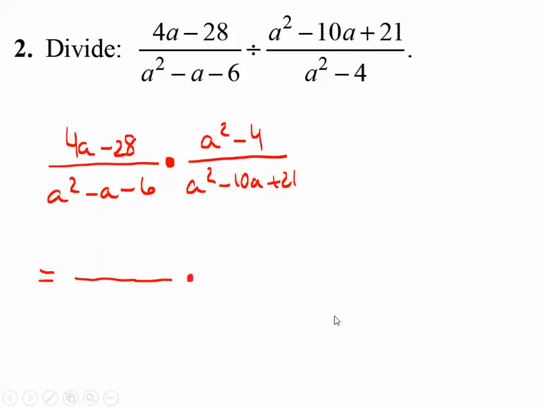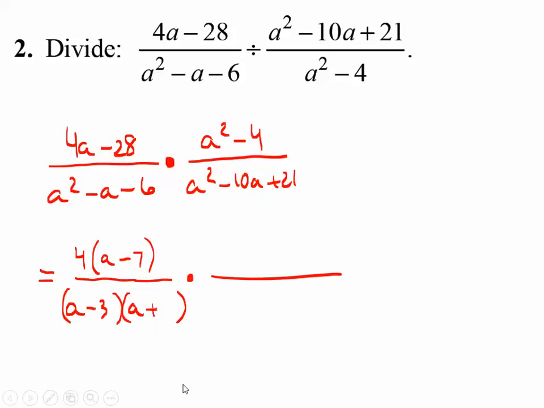Alright, so let's see, 4 on the outside, x minus 7. Two numbers multiplied to -6, but if you add them together, it gives you a -1. 2 and 3. 2 and 3, which one's the negative? Perfect. So I got a -3 and a +2. Alright, on this one, difference of two squares, right? That one you should be very familiar with. That's probably the easiest of the forms that we studied here. a plus 2, a minus 2. Okay, two numbers that multiply to +21 and add to -10.